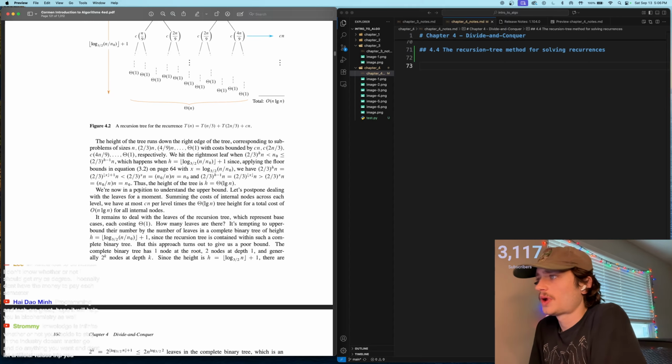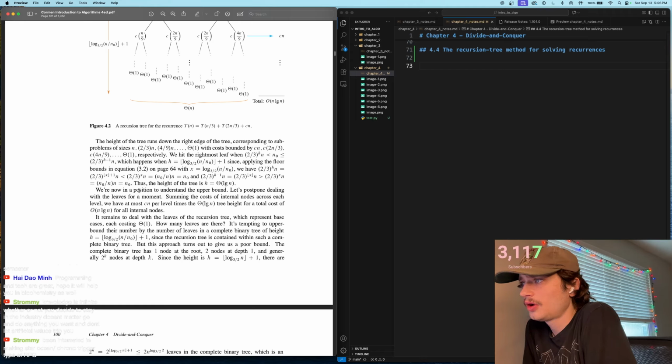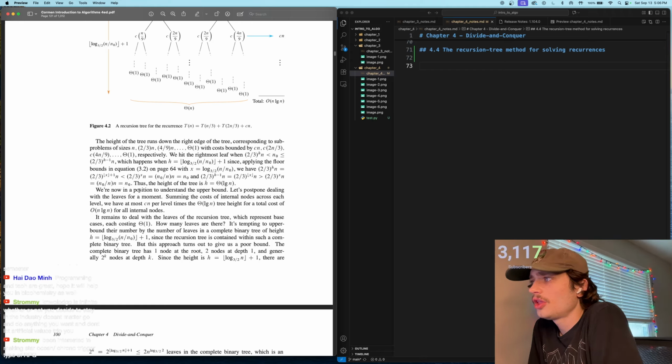The height of the tree runs down the right edge of the tree, corresponding to the subproblems of size n, 2 over 3 n, 4 over 9 n, all the way down to Theta of 1, with cost bounded by c n, c times 2n over 3, c times 4n over 9, down to Theta of 1, respectively.